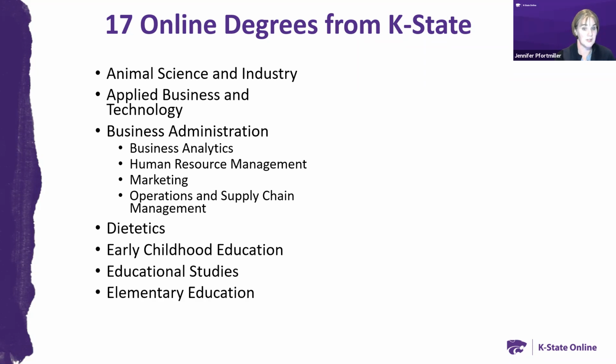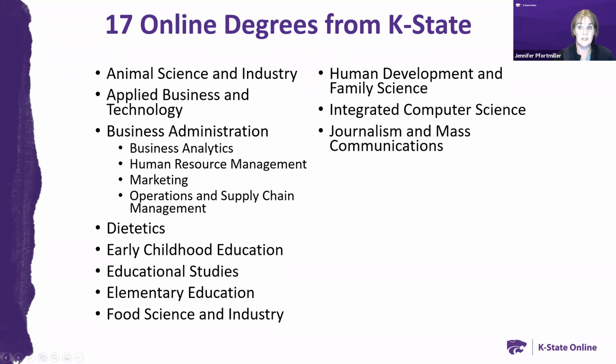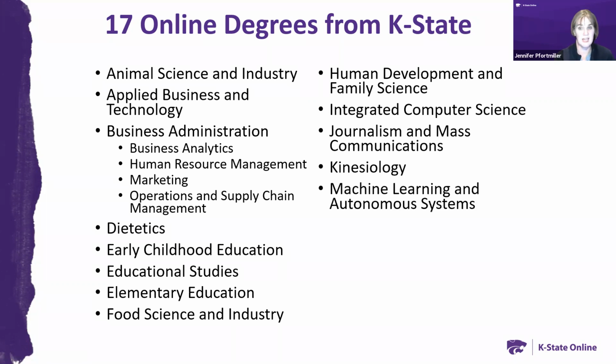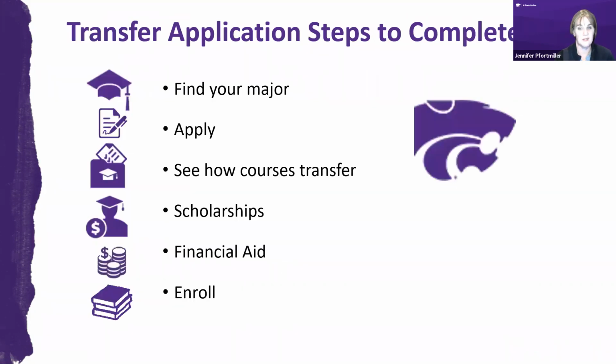We have educational studies. Elementary education can be done online. Food science and industries, another unique program in the United States that's housed right here at K-State. Human development and family science. Integrated computer sciences. We've got journalism and mass communications that's available online. Kinesiology is a new program that became online. Machine learning and autonomous systems is a great new program as well. Nutrition and health, personal financial planning, professional aviation, and social science. So we have a wide variety of online degrees that you can pursue at Kansas State University.